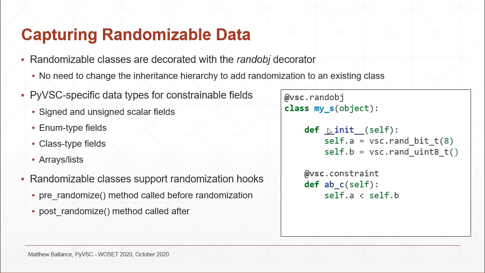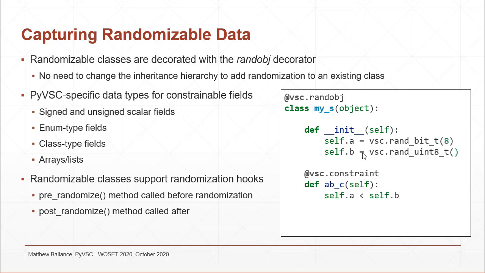So in this example over here, we're creating two fields. Each of them are 8 bits wide. One directly specifies that it's a rand bit, 8 bits wide. The other uses a convenience type, which might be more familiar to C++ programmers, uint8_t.